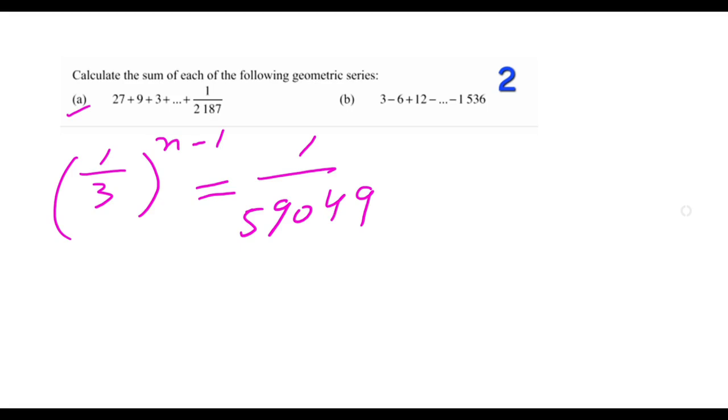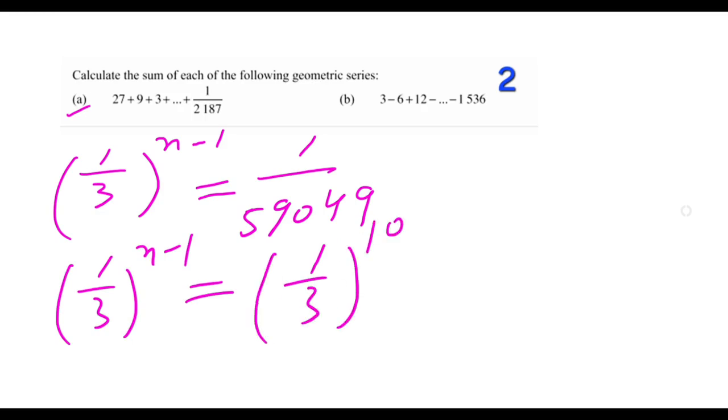Whichever power gives me the answer 1 over 59,049, that power I'm going to use. In this case it is going to be 1 over 3, and using my calculator, that will be 1 over 3 to the power 10. Now the bases are the same, so I can equate the exponents. So n minus 1 is equal to 10, therefore n becomes 11.